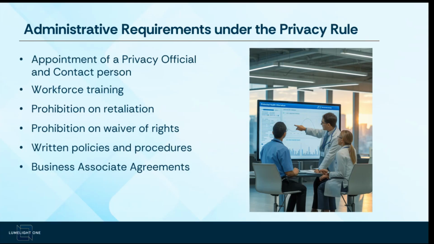Prohibition on waiver of rights. Covered entities cannot require individuals to waive their rights under HIPAA as a condition of enrollment in or eligibility for the group health plan. Written policies and procedures. Covered entities must implement written policies and procedures that are designed to ensure compliance with the privacy rule. And lastly, there are business associate agreements, which we have covered, but as a reminder, a covered entity must enter into such an agreement with the business associate in order to compliantly disclose PHI to the business associate.